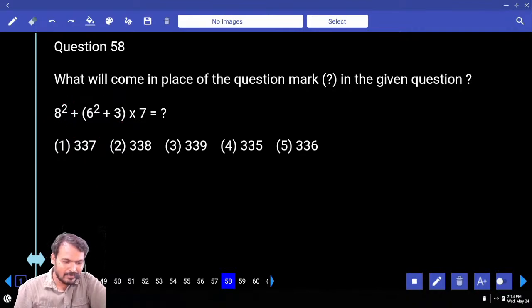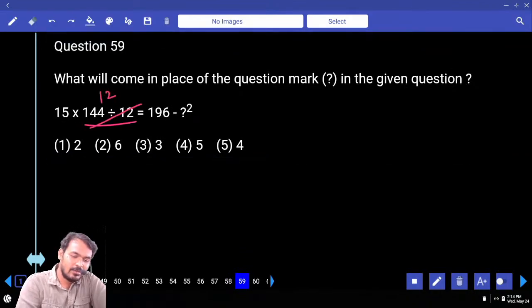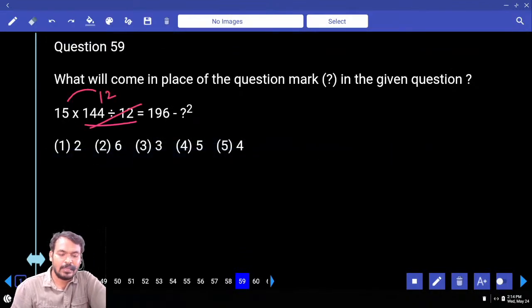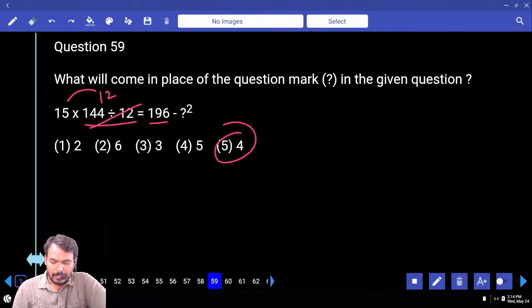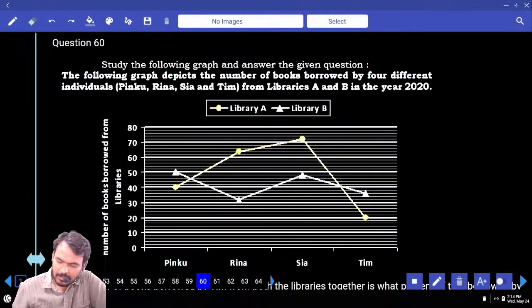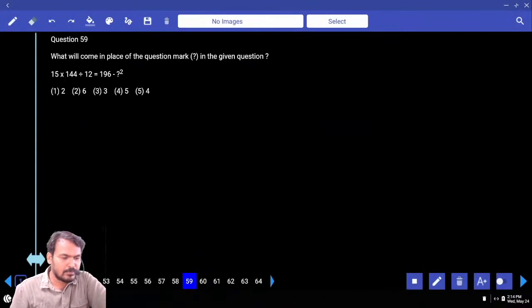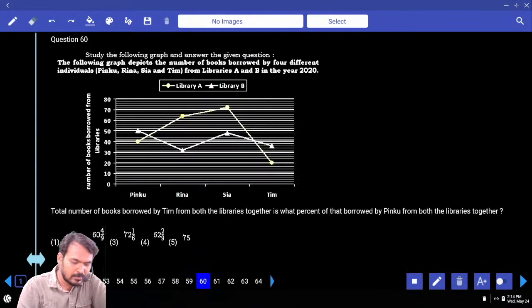Next question number 59. 144 divided by 12, almost 12 times 15, 180. 196 and 180 difference, 16. Which one square? 4 square. 59 completed. Next question number 60.